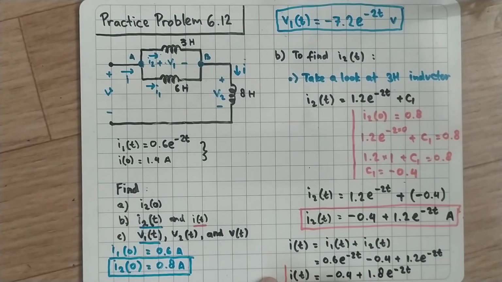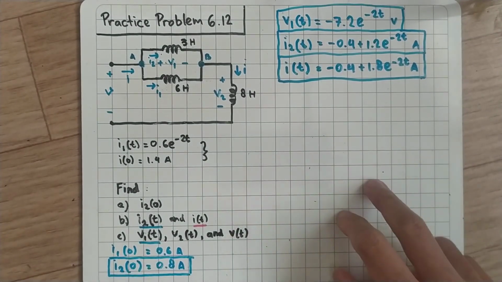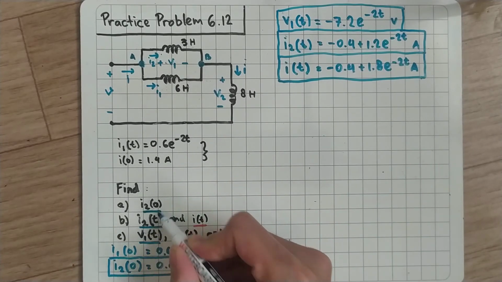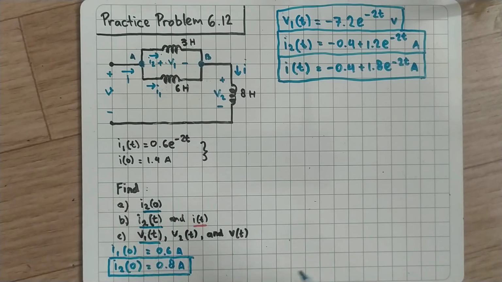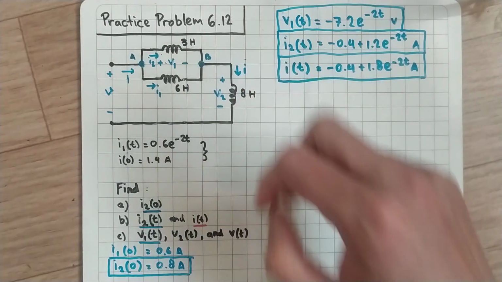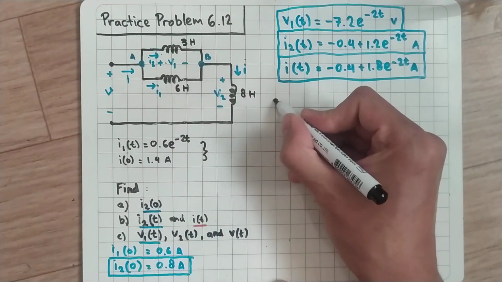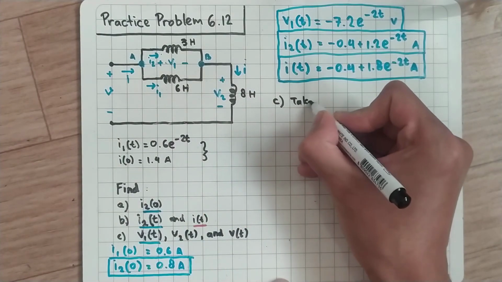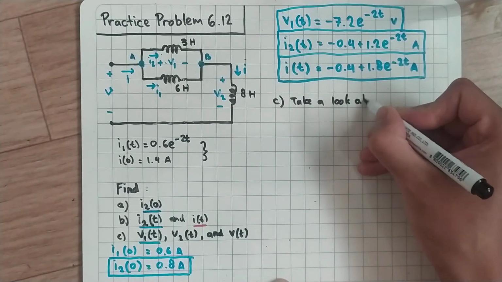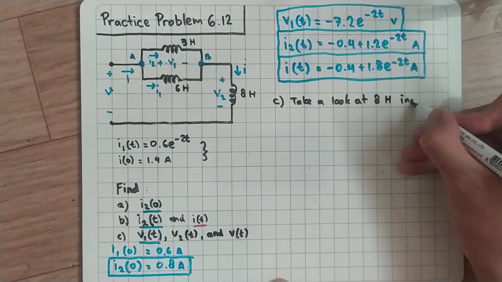Okay, so far so good. So now we already have this one, I2, V1, I2, and I for the answers. Okay, let's clean the board, save the necessary parts, and we will continue. Now we have I2t, IT, and V1t already found. So two more things to find out, which is V2t and Vt. To find V2t, we need to take a look at this 8 Henry inductor, I mean, not resistor.